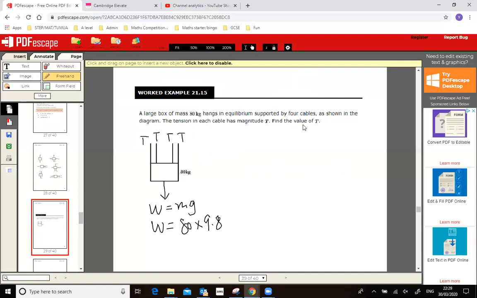Okay, so now if it's in equilibrium, that means all those 4 tensions must balance with the force acting downwards. So the resultant force will come out to be 0. So we can then say T plus T plus T plus T. Why don't we say that's just 4T, equals W. Or you could also write down 4T minus W equals 0. They mean the same thing.